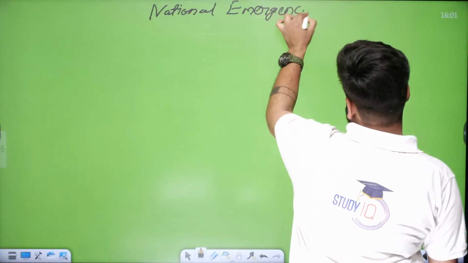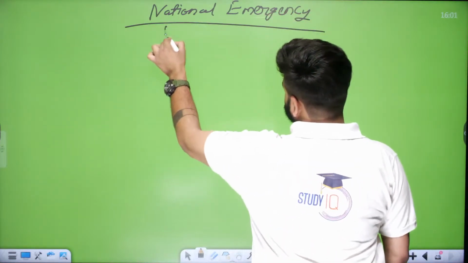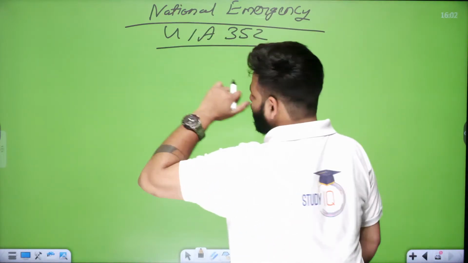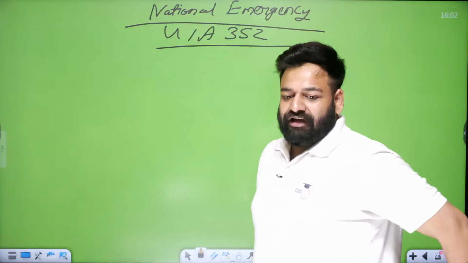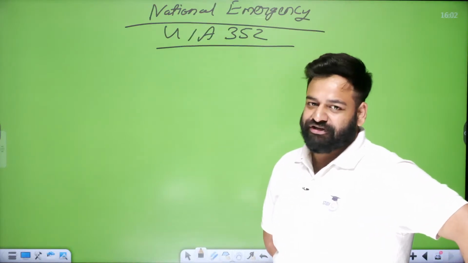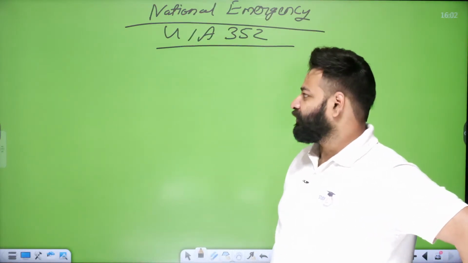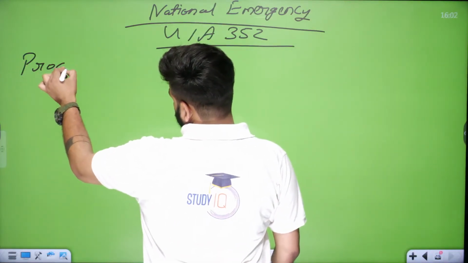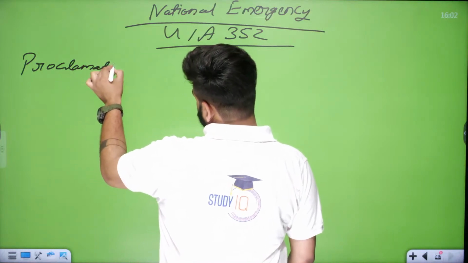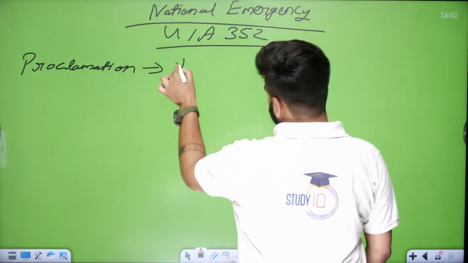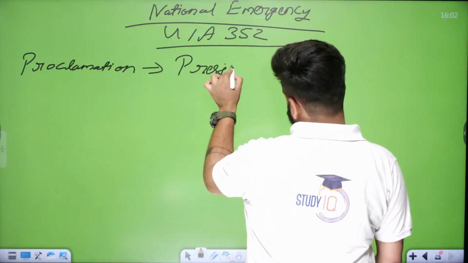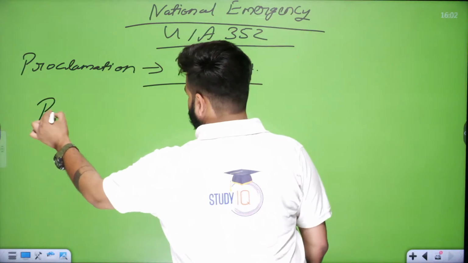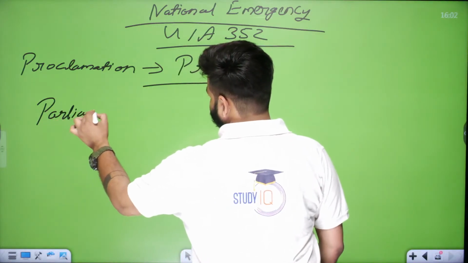So this national emergency is first of all under Article 352. The two grounds are, obviously, internal emergency, that is armed rebellion, and the other one, external emergency, that is external aggression or war. Okay. Now, who will proclaim it? Proclamation can be done only and only by the President. But it needs what? The parliamentary approval.